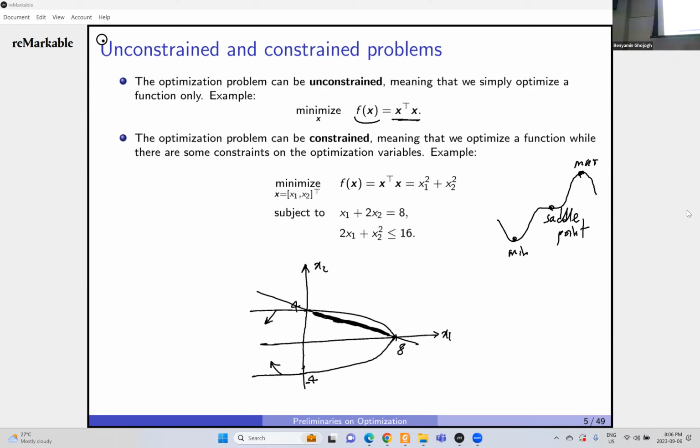How can we find out whether this is minimum or maximum or saddle point? What? Say it. You were saying second derivative. Yeah, exactly. We use the second derivative. What does the second derivative tell you?